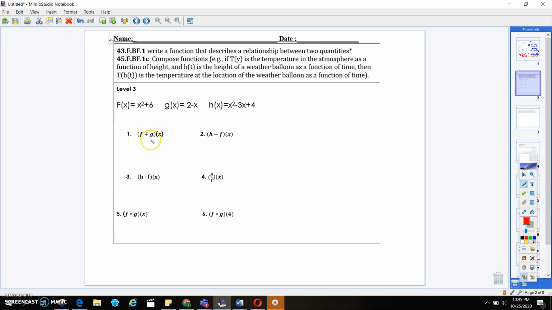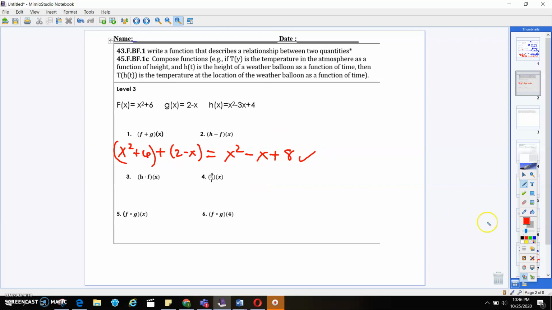So we've got f plus g. We're just going to take f, which is x squared plus 6, and add that to g, which is 2 minus x. Remember, we're going to combine our like terms. Nothing can be added to x squared, and then we've got this negative x. Nothing can be added to that. 6 plus 2 is going to give us 8. And we already have it in standard form, so we're good to go.